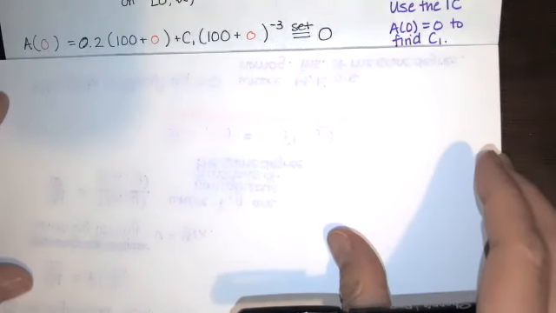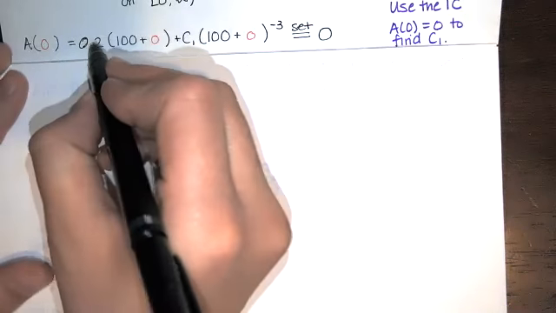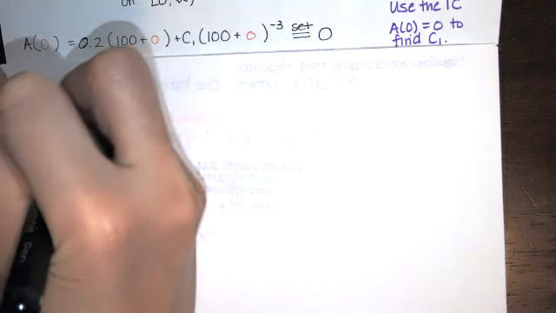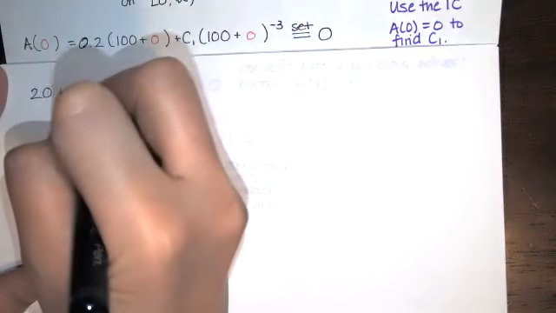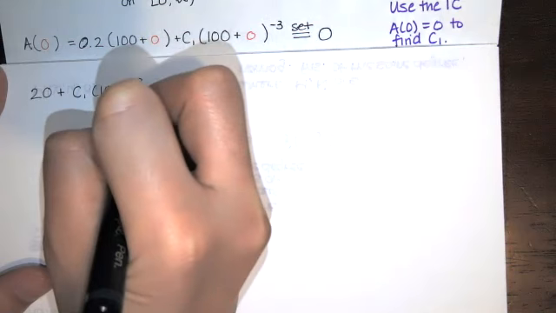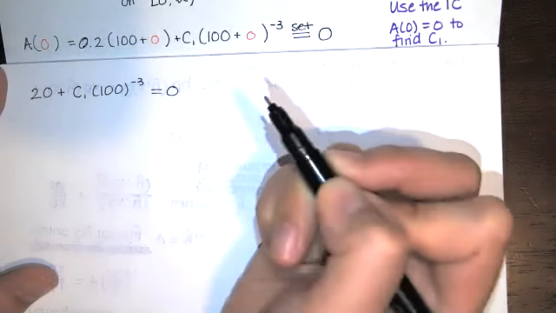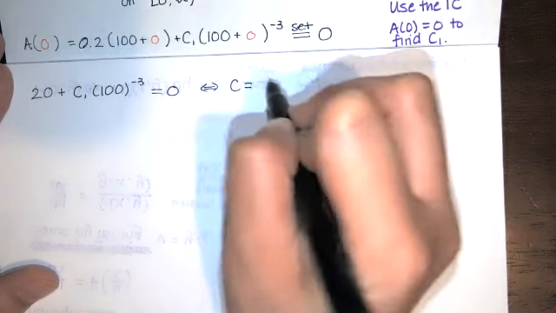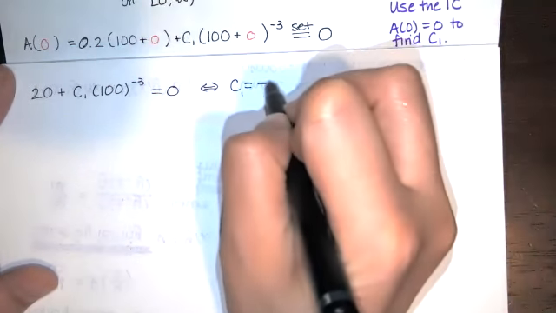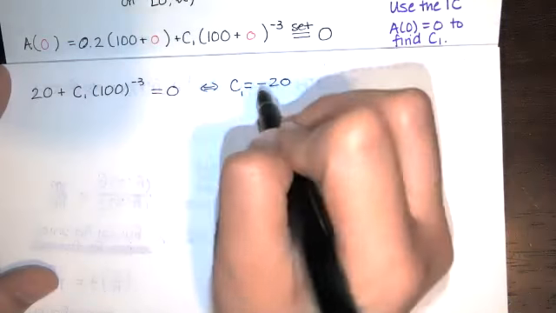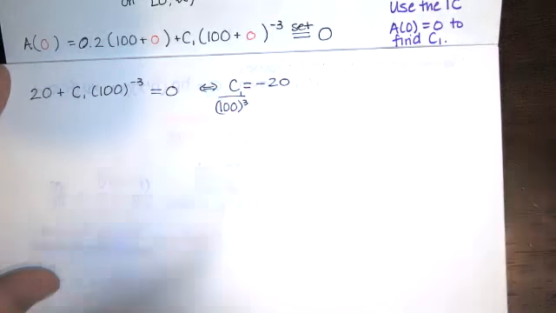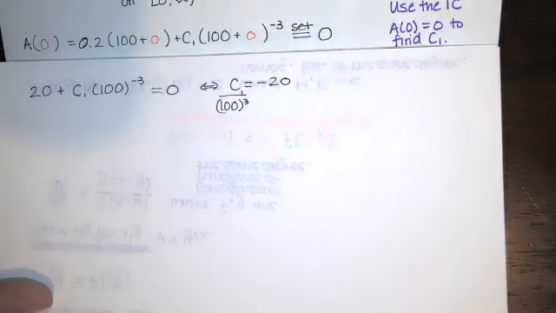So we're here trying to solve for c. So we just end up with 2 times 100, move that decimal over twice, you're going to get 20, plus c1 times that 100 to the negative 3 equals 0. So if you prefer, you could say c1 over 100 cubed equals negative 20.